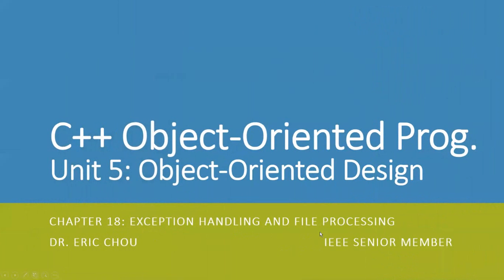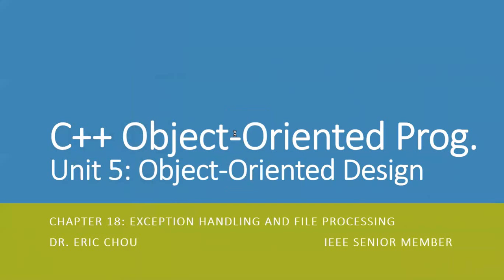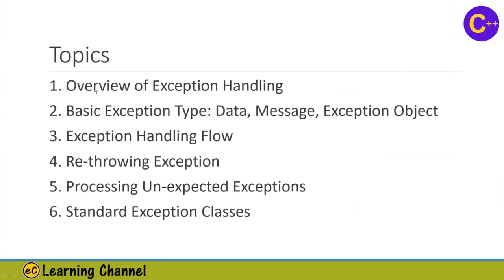Chapter 18, Exception Handling and File Processing. For this chapter, we will cover the overview of exception handling, basic exception type, data, message, exception object. So the kind of class you see is the exception object.